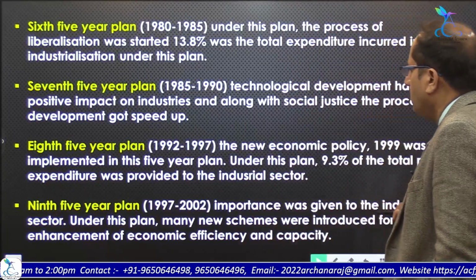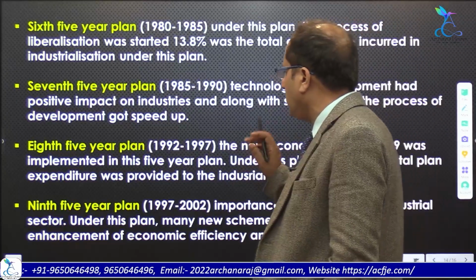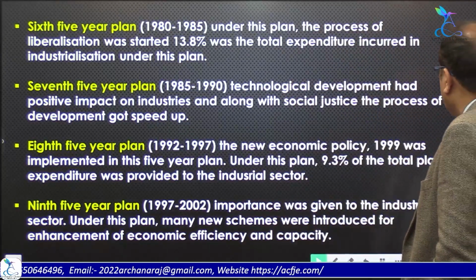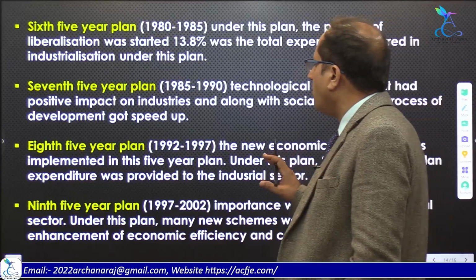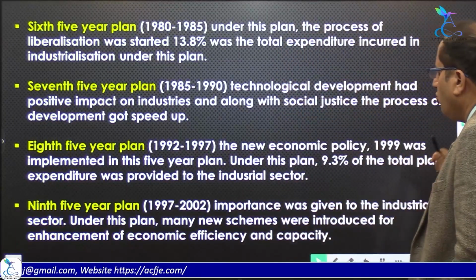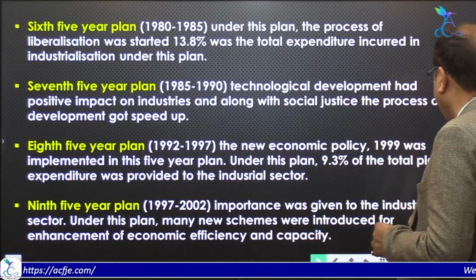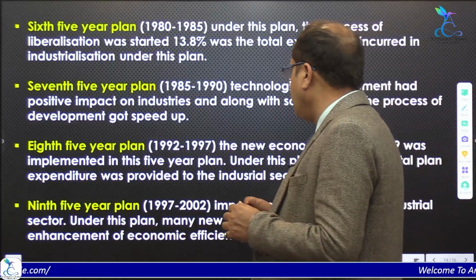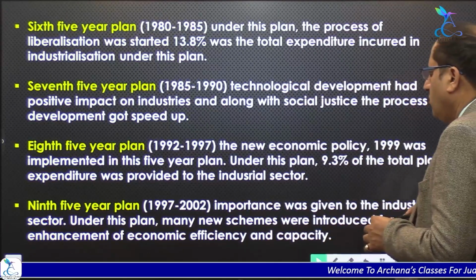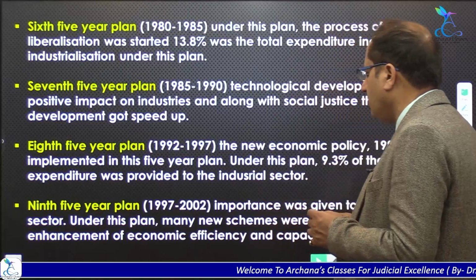Seventh five-year plan, 1985 to 90. Technological development had a positive impact on industries along with social justice. The process of development sped up. Eighth five-year plan, 1990 to 97. The new economic policy of 1991 was implemented in this five-year plan. Under this plan, 9.3 percent of the total plan expenditure was provided to the industrial sector.